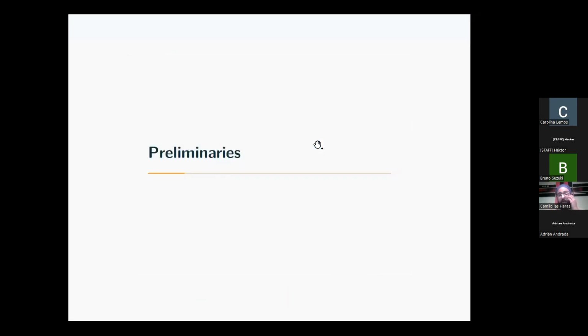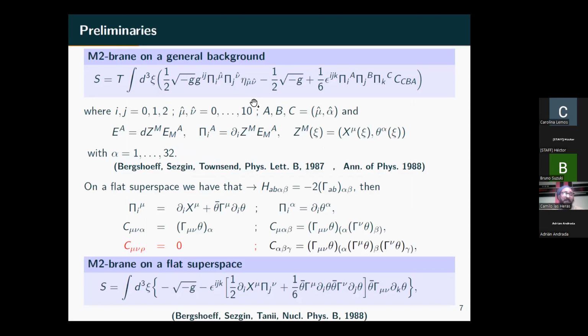Okay, so yes, M theory is a theory, as I said before, that lives in 11 dimensions, and it describes some objects such as the M2 brane and the M5 branes. The M2 brane is a membrane that is evolving in an 11-dimensional space. The general action for an M2 brane evolving on a general background was given by Bergshoeff, Sezgin and Townsend, and it is this action that we have here. These two terms can be understood as kinetic terms, while this term is a Wess-Zumino term that takes into account the coupling with the supergravity 3-form, okay?